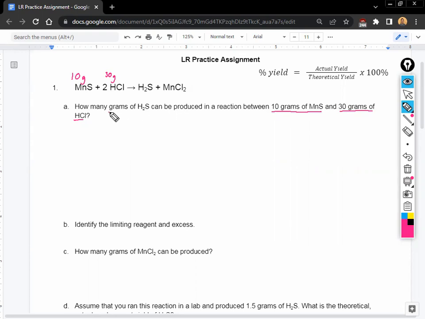Okay, so in this problem, it's asking us to find grams of H2S. So what we need to do is two different stoich problems. The first time we do stoich, we need to find how much H2S that MnS can make. This is the first one that we do. And then the second stoich problem is how much 30 grams of HCl can make. And depending on what numbers we get, we're able to figure out how much is really made.